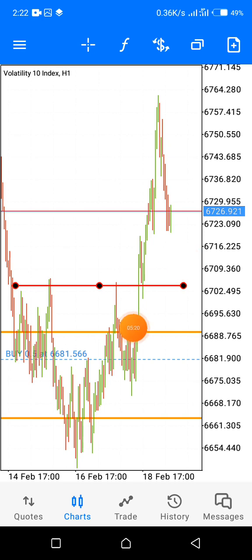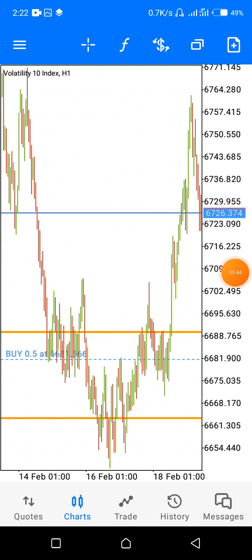But for me, I like entering at the forming of the right shoulder, and then I put my stop loss below this place. This is where I enter whenever I see a head and shoulders pattern forming. So either you enter at the forming of the right shoulder, or you enter at the neckline break. These are the two ways.